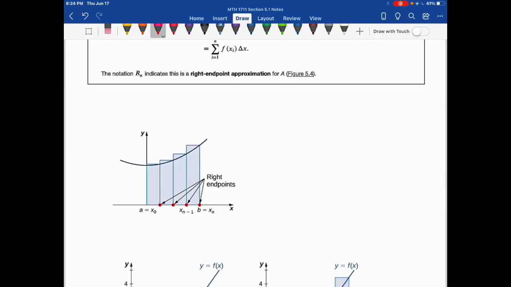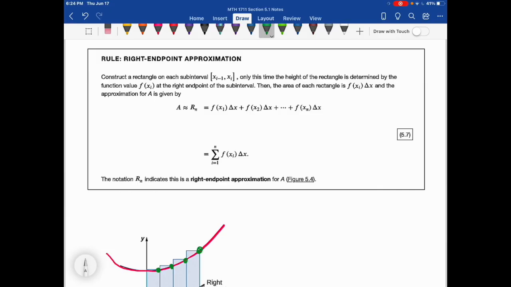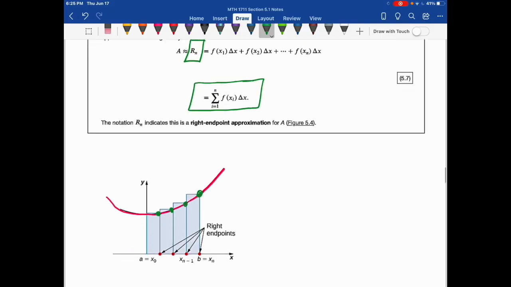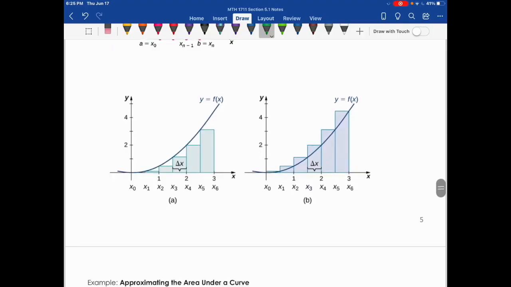The same idea goes for the right endpoints, only now when we look at the picture, here is our function. We're going to be using the right-hand point of the rectangles to evaluate the function to find the height of that rectangle. The width of the rectangle is still going to be delta x, and they should all have the same width. Our notation for right-hand endpoint approximation is going to be Rn. Other than that, it's the same idea. Then we add up all of those areas of the rectangles.